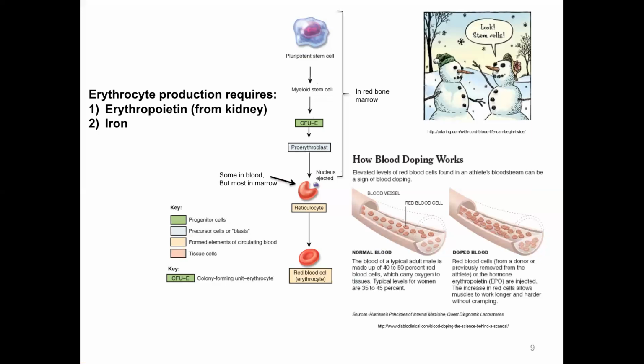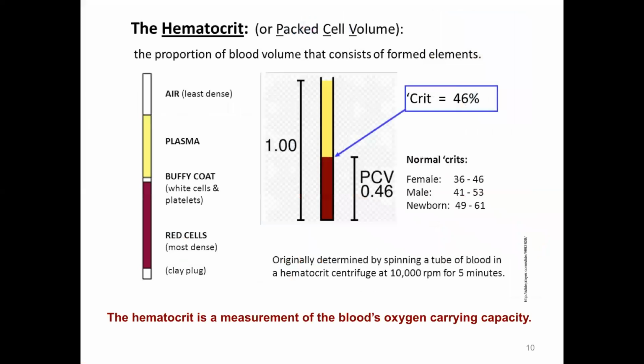Now, how do we know how many red blood cells you have? And how do we know if you've been cheating, other than looking for levels of EPO in the blood? Well, a way to do this is measuring the hematocrit. Everyone's got a hematocrit, and it's based on spinning the blood.